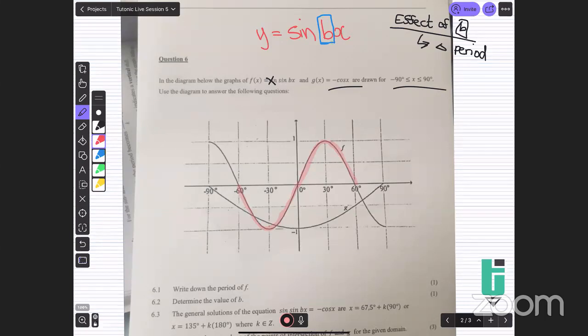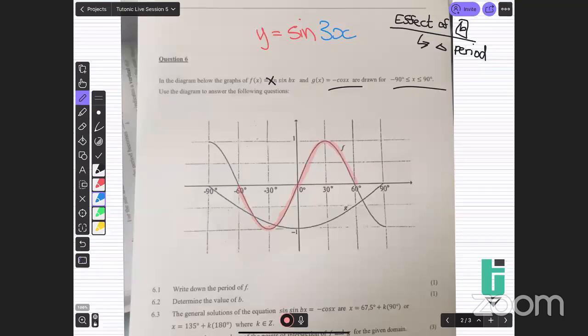So what does that make B? 3. It makes it 3 because you basically take 360 and divide it by B to give you the period. So that means that B must be 3. And this is discussed in the concept video if you want to have more information. But basically it's sine 3x.